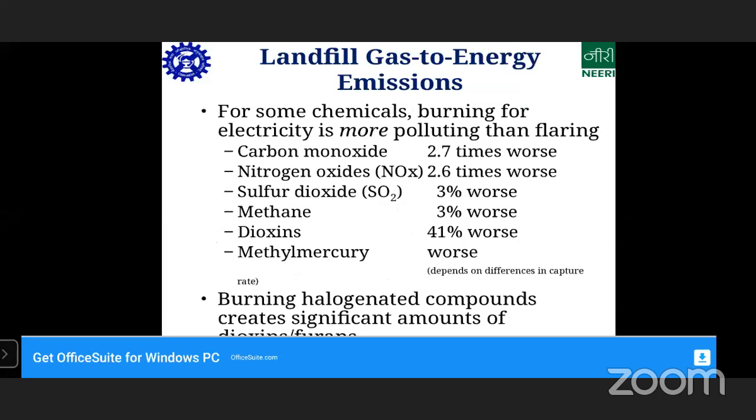Now, landfill gas energy emissions. We just look at these emissions and their effects. Carbon dioxide, carbon monoxide: you can see it is like 2.7 times worse. As you know, CO2 is considered a standard reference. NOx, nitrogen oxides, is again the same, 2.5, 2.6. Sulfur is 3%, methane is 3%, and dioxins and furans, which are considered the worst, are close to 41% worse for the environment.